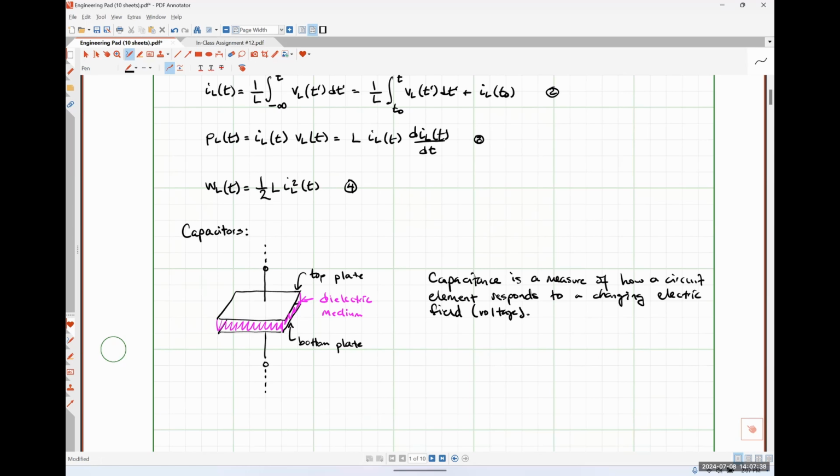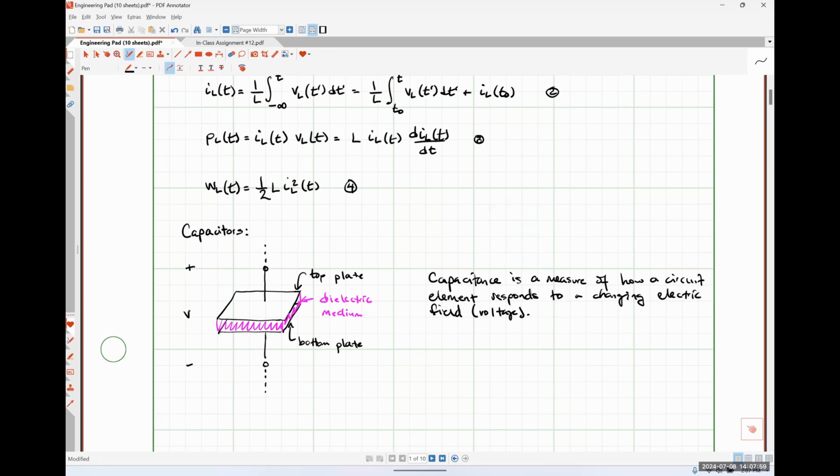So let's talk about what might happen if we were to place a voltage across a capacitor, right? So I'm going to put a positive polarity on top, a negative polarity on bottom, and here is some voltage V, okay?